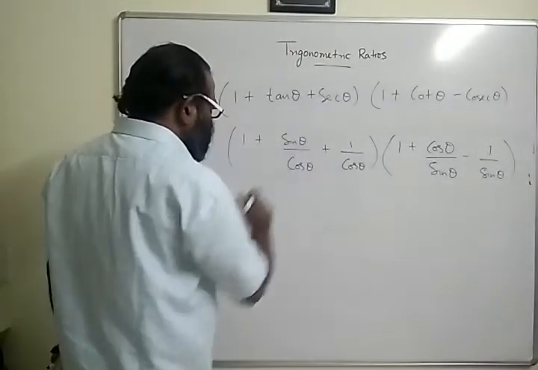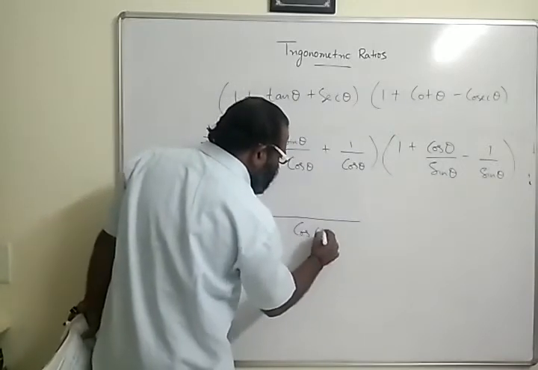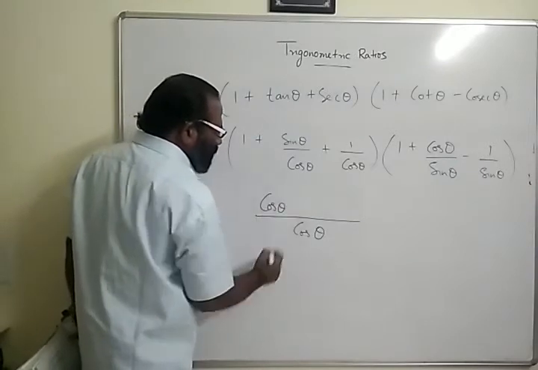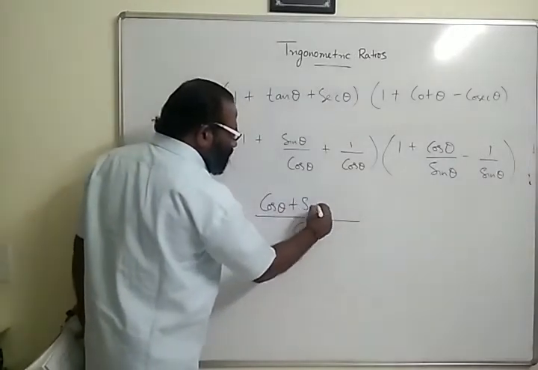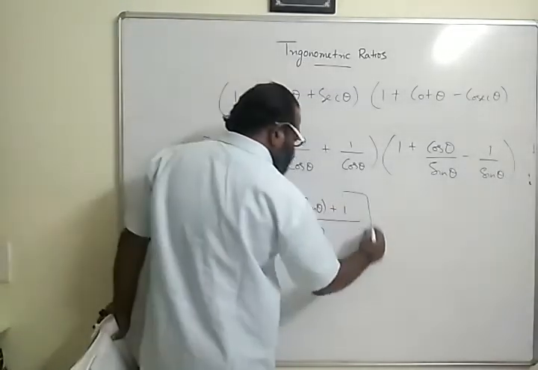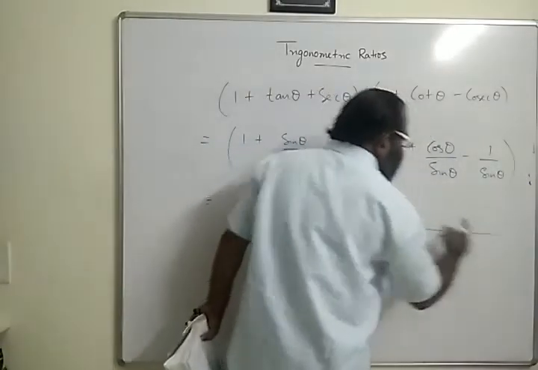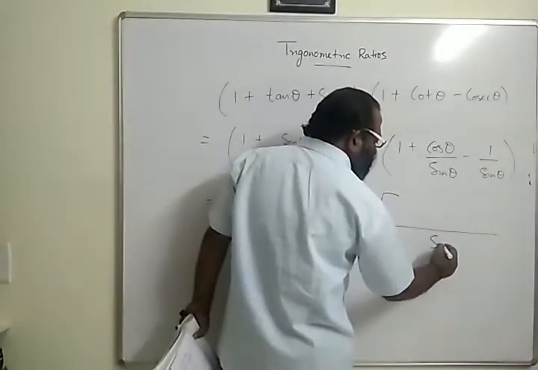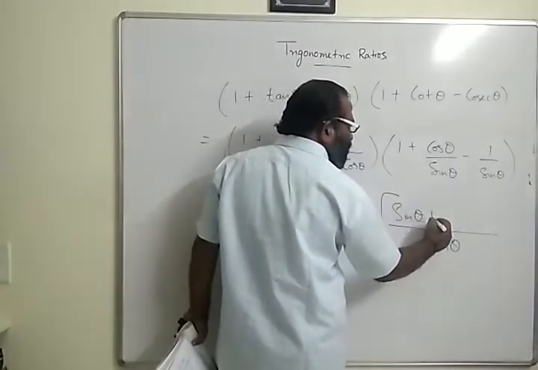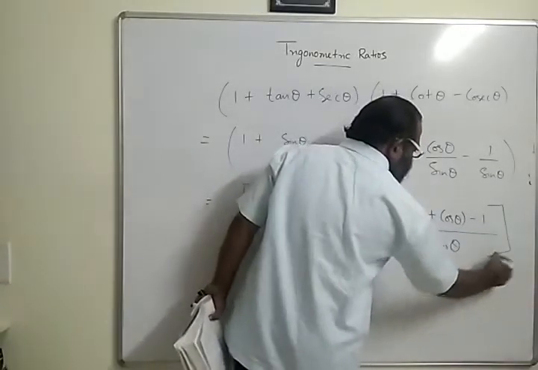So in this group, let's take it together. Let's take the LCM of the denominator as cos theta. So here 1 into cos theta is cos theta, plus sine theta plus 1. So let me group this. So (cos theta plus sine theta plus 1) into, in this one, what is the denominator that we can take as LCM? Sine theta. So 1 into sine theta, here you get sine theta plus cos theta. Let me group this minus 1.